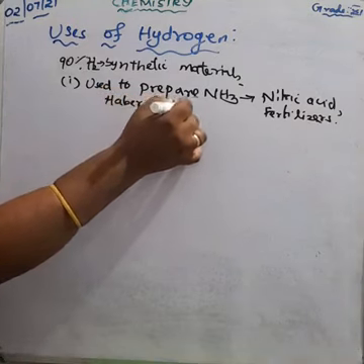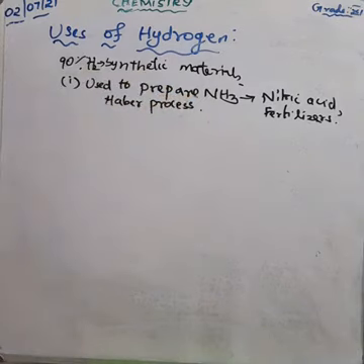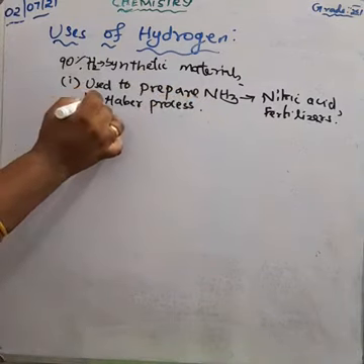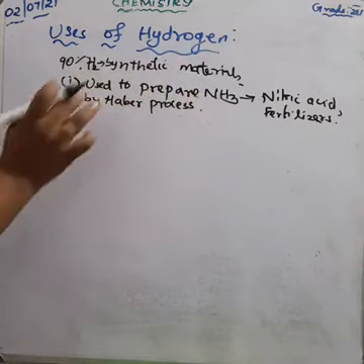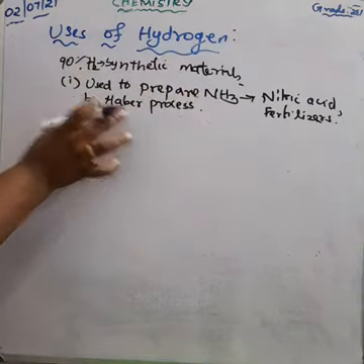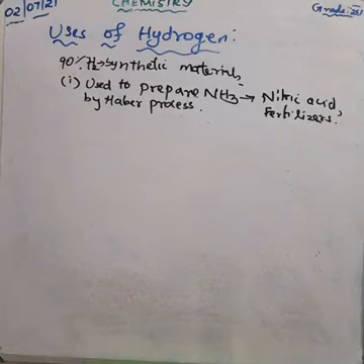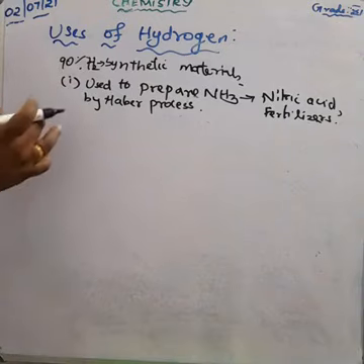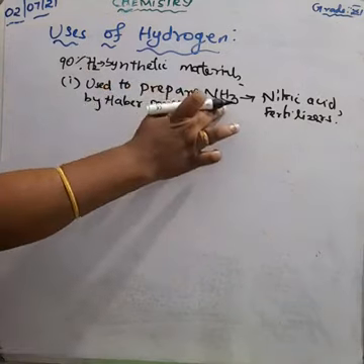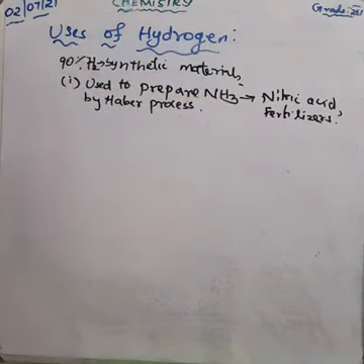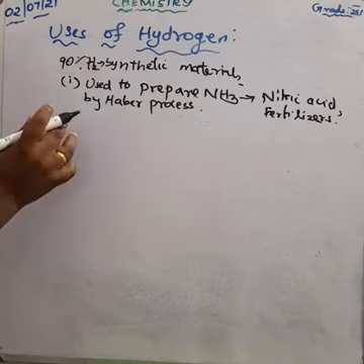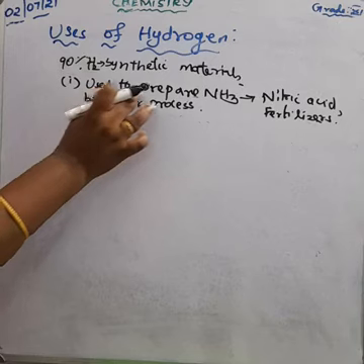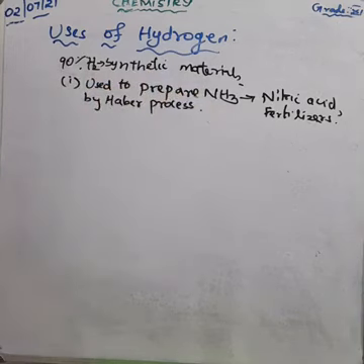What is the first use of hydrogen? Hydrogen is used for the synthesis of ammonia by the Haber process.